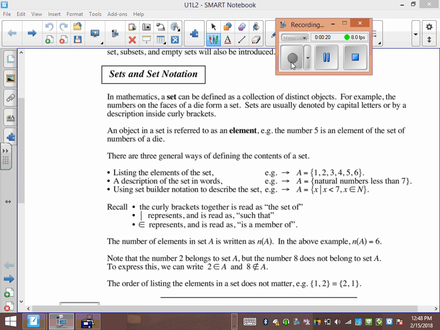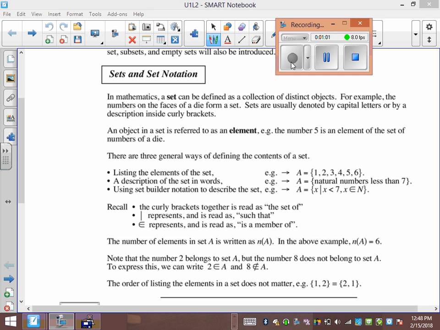it's not hard. So in mathematics, a set can be defined as a collection of distinct objects. For example, the numbers on the faces of a die form a set. So the set of the faces on a die would be 1, 2, 3, 4, 5, 6, right? That would be the set. Sets are denoted by capital letters or by a description inside curly brackets. So these little squiggly brackets mean the set of, okay? If your squiggle looks more like a random S, I don't care. Attempt a squiggle, okay? The more you practice, the better you'll get at the squiggle.